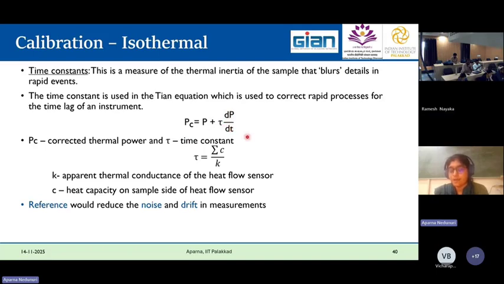Now, what is this time constant? The time constant is the ratio of the heat capacity on the sample side of the heat flow sensor to the apparent thermal conductance of the heat flow sensor. Once we know these two, we get the time constant. Once we know the time constant, we can correct the obtained thermal power for the thermal inertia of the sample. This is regarding the calibration with respect to time constants. So reference is always important. The reference would reduce the noise and drift in the measurements.